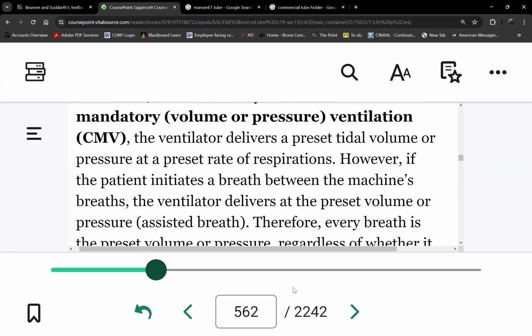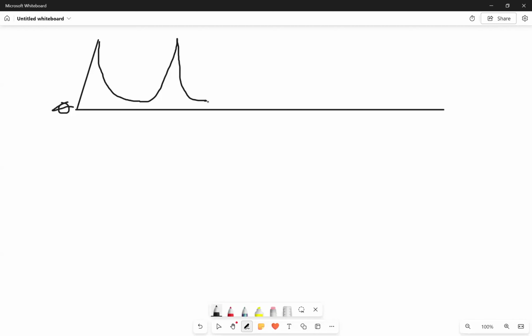So back here, if Larry takes a breath, which is negative, it will dip down slightly. The vent senses that negative pressure. That's my trigger, because the vent has to know when to give the breath. Oops, you want to take a breath? Here you go. He gets the same 400 mL.